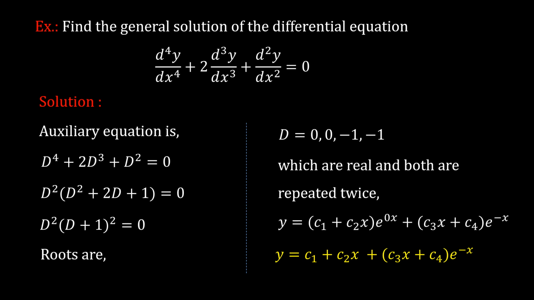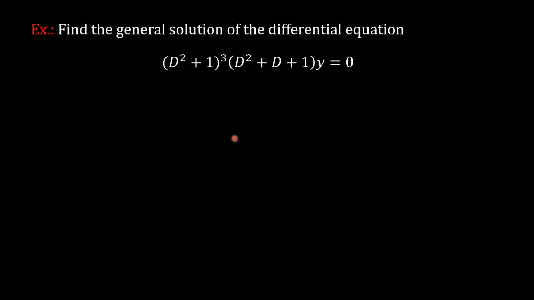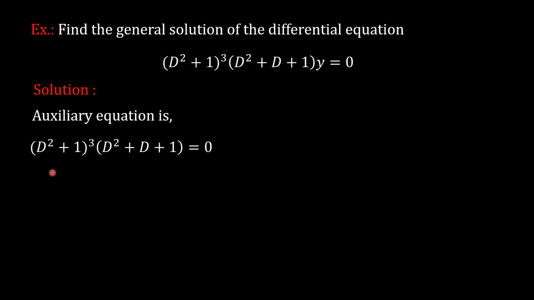Now we will consider another example where we will be getting complex roots. For that, consider the differential equation (D square plus 1) bracket cube into (D square plus D plus 1) into y is equal to 0. Already it is given in the operator form, and we just have to obtain the roots of this auxiliary equation. So the auxiliary equation is (D square plus 1) cube into (D square plus D plus 1) is equal to 0.